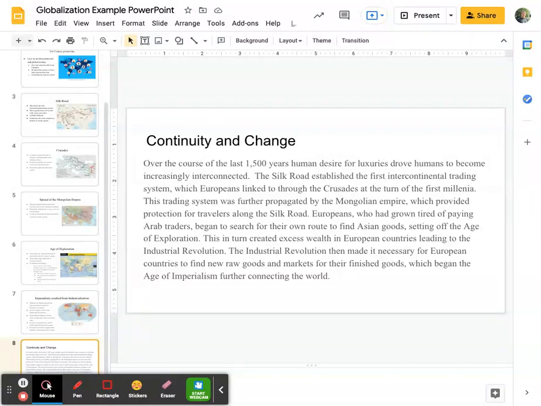This in turn created excess wealth in European countries, leading to the Industrial Revolution. The Industrial Revolution then made it necessary for European countries to find new raw goods and markets for their finished goods, which began the age of imperialism, further connecting the world.